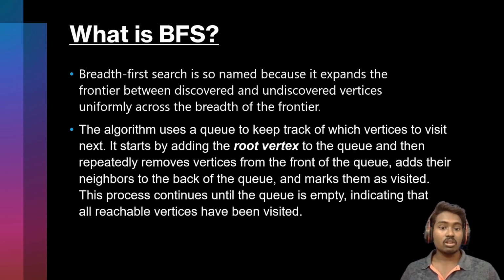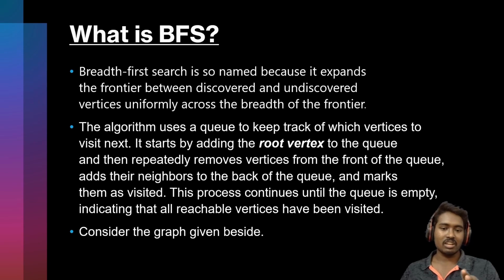So the algorithm uses a queue to keep track of which vertices to visit next. It starts by adding the root vertex to the queue and then repeatedly removes vertices from the front of the queue, adds their neighbors to the back of the queue, and marks them as visited.